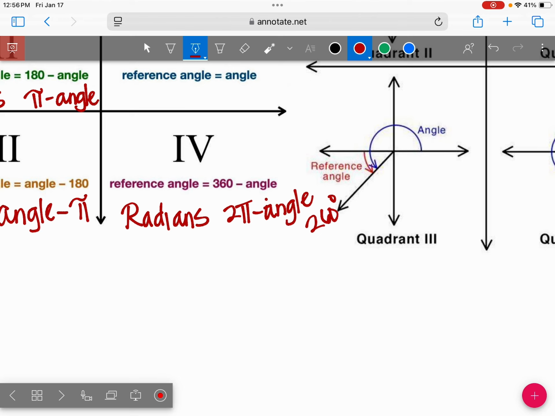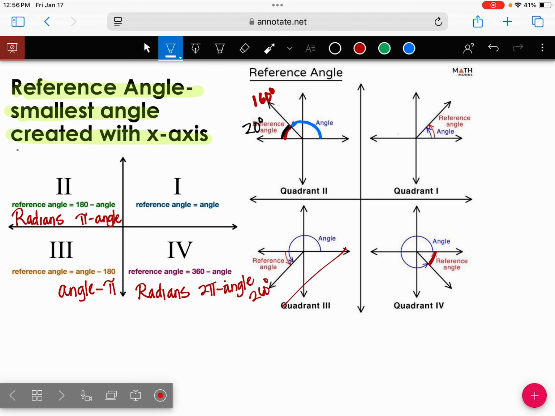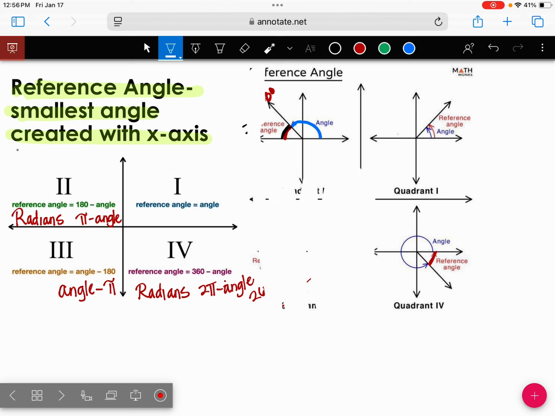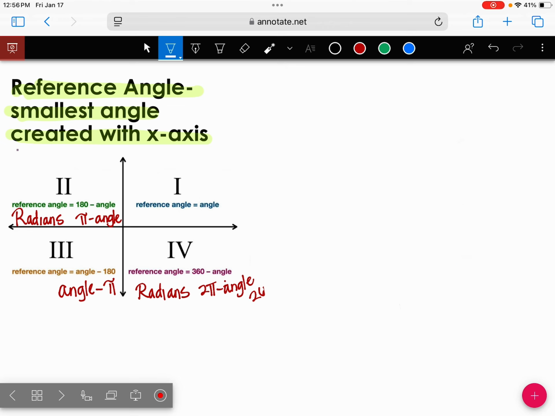Okay, so we're going to do some practice now. I'm going to cover up and give you the examples that we're going to work through together. They're all also written on the backboard too. So we're going to practice finding the reference angle for 6 examples. Okay, so let's go ahead and work through it together.